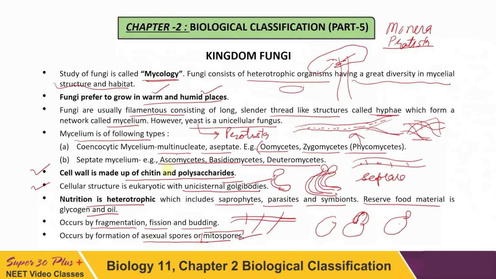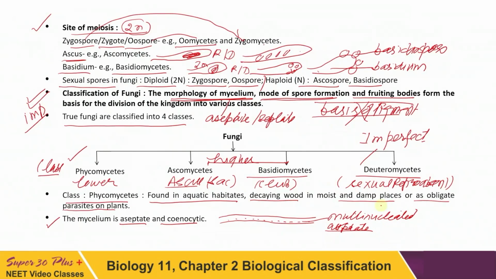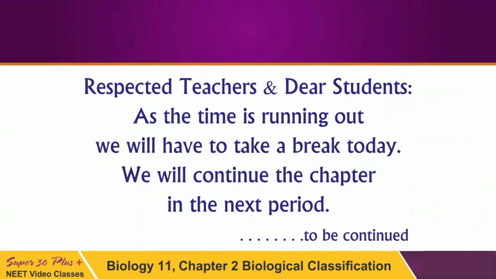Then we have seen the characters of fungi, the cell wall, and nutrition, and why they prefer to grow in warm and humid places. Then zoospores, I told you, all this structure you must be remembering. Zoospores are endogenous. Sporangiospores are also endogenous, but non-motile. Conidia are exogenous and non-motile structures. Then the site of meiosis, I told you. Classification of fungi: Phycomycetes, Ascomycetes, Basidiomycetes and Deuteromycetes. In time to come we will discuss all of these. Then we have seen one of the classes, Phycomycetes, and some of the important fungi and their economic importance.